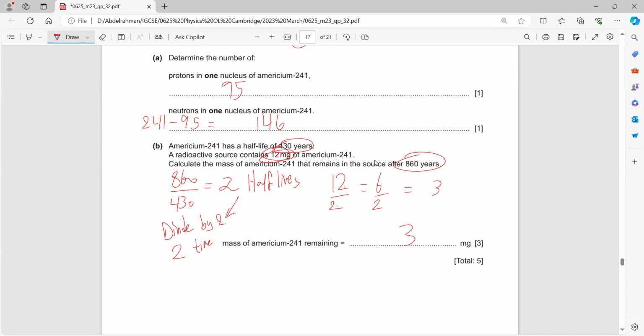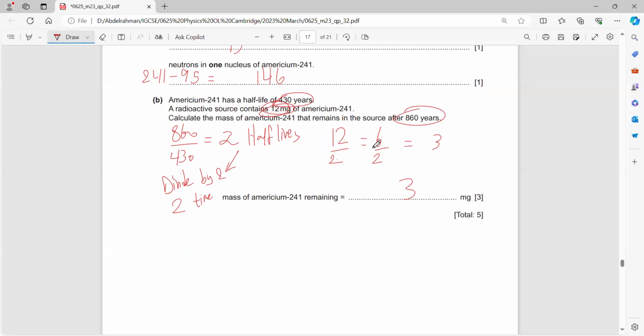What if he asked me, for example, what's the count rate or what's the mass after 430 years alone? After 430 years, it would be 6. Why? Because you only have one half-life in 430 years. Okay.